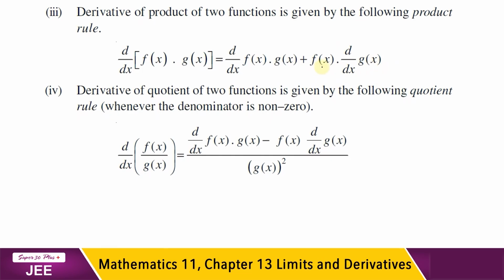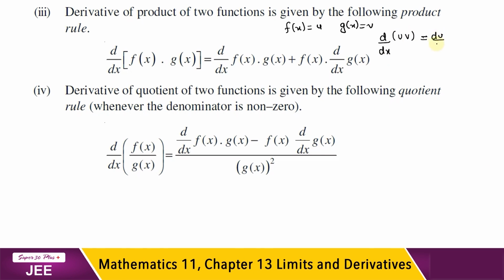Now if I consider that f(x) is equal to u and g(x) is equal to v, so if we were to calculate d/dx of the product of these two functions, then this is simply equal to du/dx multiplied by v plus dv/dx multiplied by u, and this can also be written as (uv)' is equal to u'v plus v'u.